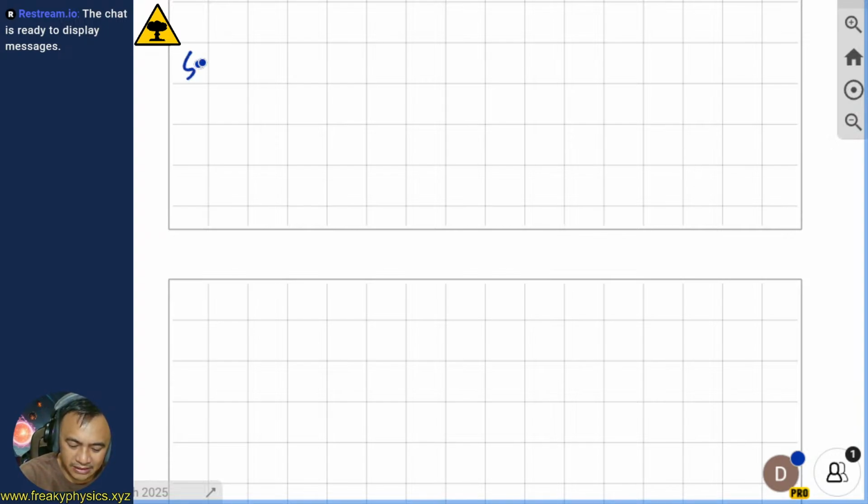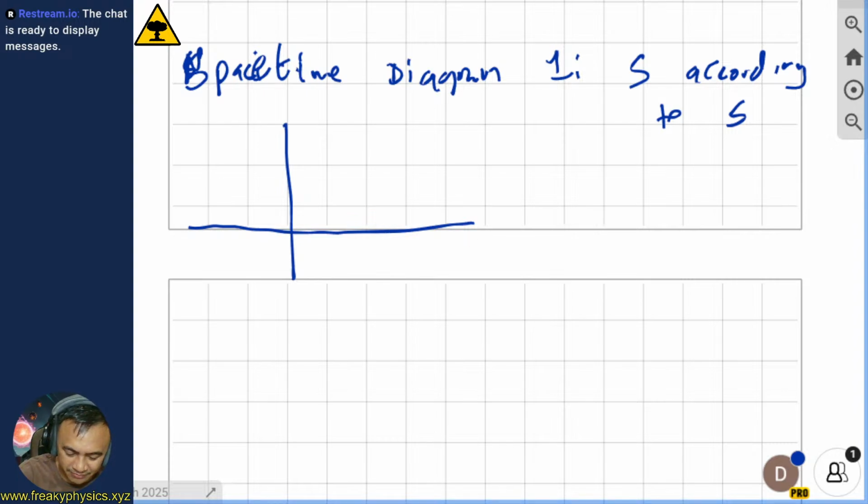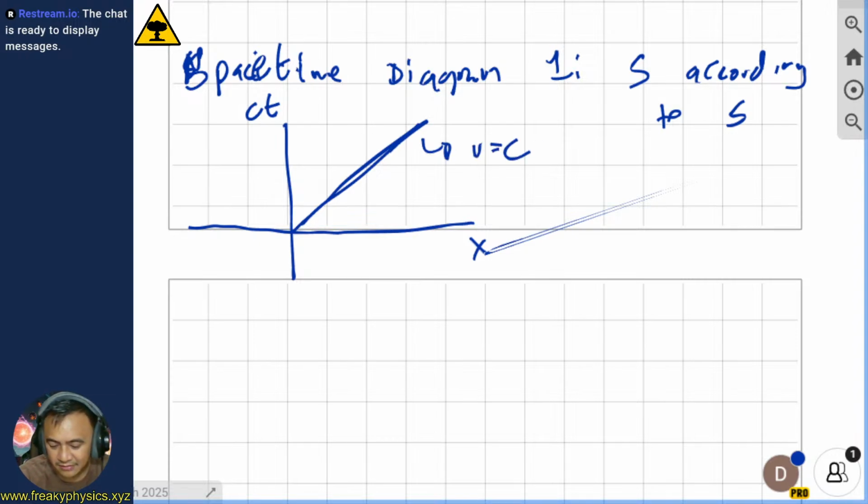what is the space-time diagram? I'll use the term space-time diagram, I'm more comfortable with that term. Space-time diagram 1, S, according to S. It's boring, but it's going to be important for us to do that so that it's easier to see. So remember, this is X, and this is CT, right? So we're going to draw this line again. Again, this is V equals C, right?